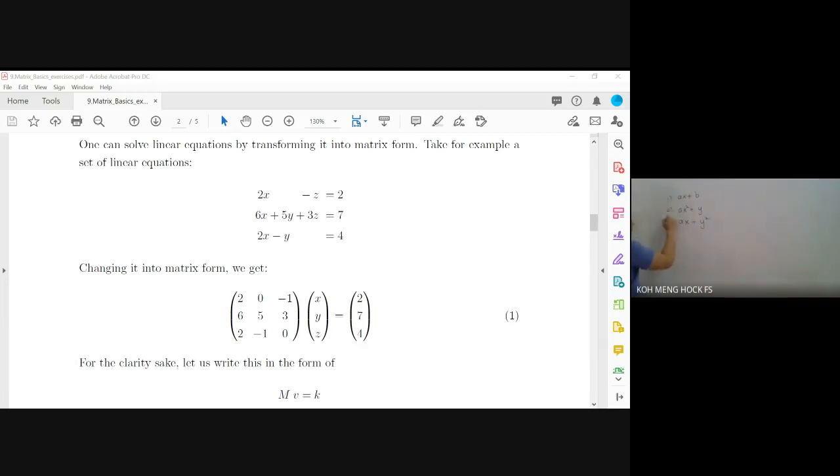1, 2, 3. Which one? Oh wait, which one? Which one is linear and which one is not?